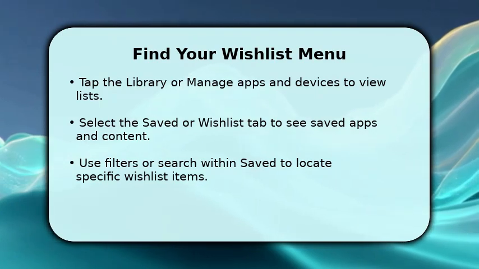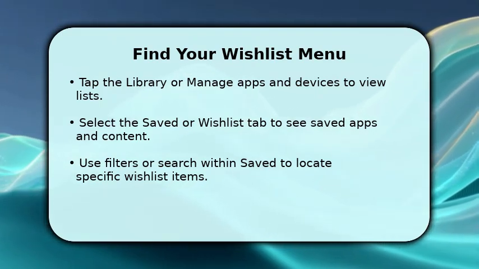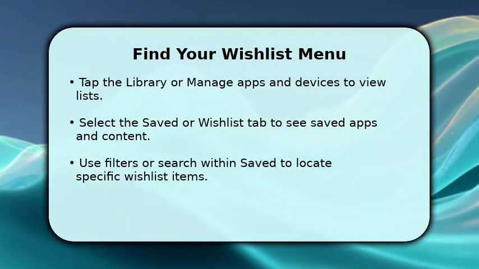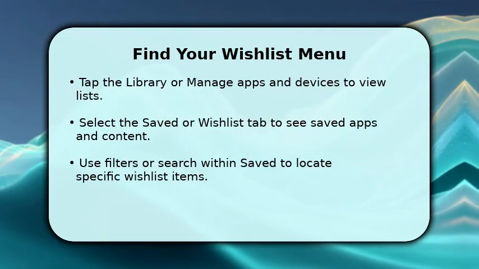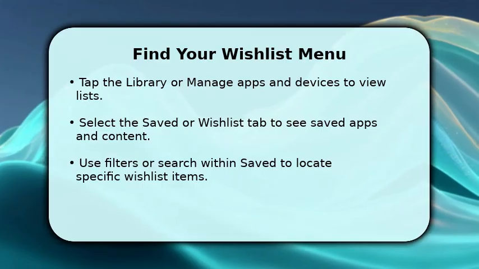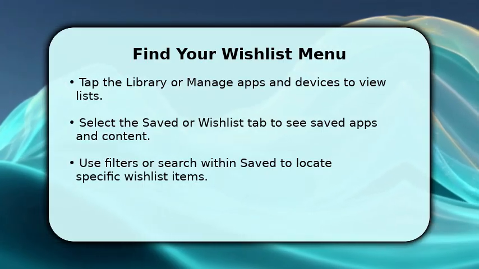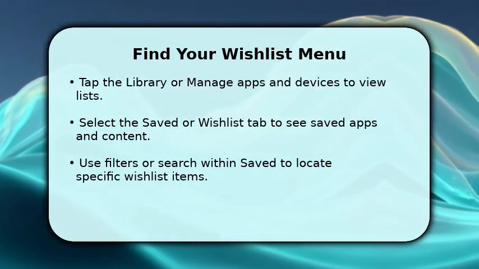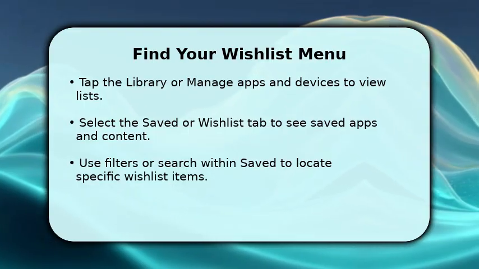After opening your account menu, tap Library or Manage Apps and Devices. Look for a tab labeled Saved, Wishlist, or Items you saved. Tap that tab to reveal apps, games, movies, books, or other saved content. Use the search box inside Saved to quickly locate a specific item by name.